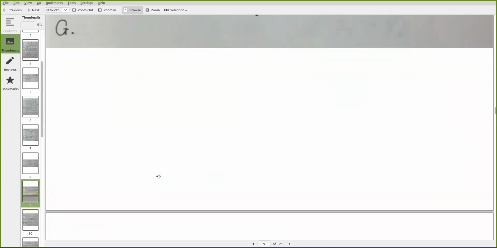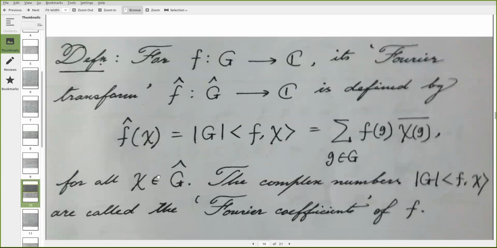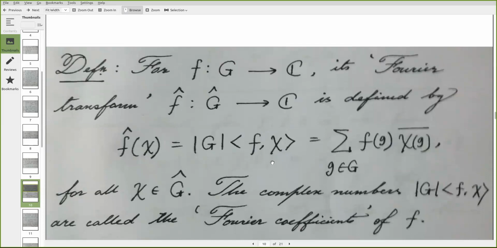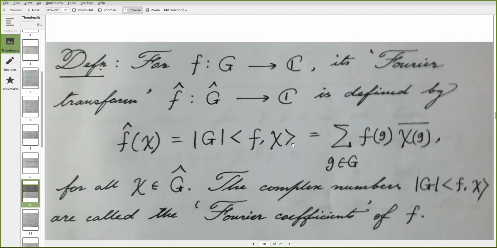Okay, so for finite abelian groups, let's now define the Fourier transform. Let G be a finite abelian group and f a function from G to C. The Fourier transform of f, denoted by f hat, is defined to be a function from G hat to C, defined as follows: the points in G hat are the homomorphisms from G to S1, or equivalently the irreducible characters. The value of f hat at a point is basically this, by definition. These numbers are called the Fourier coefficients of the function f.